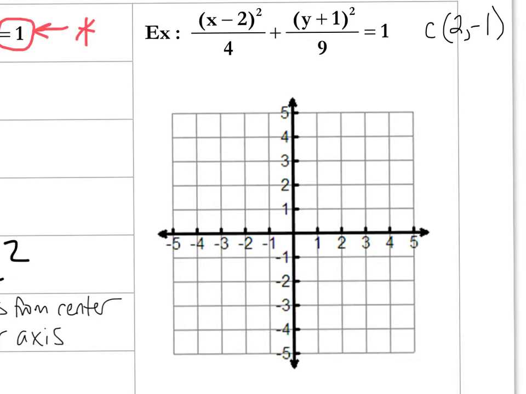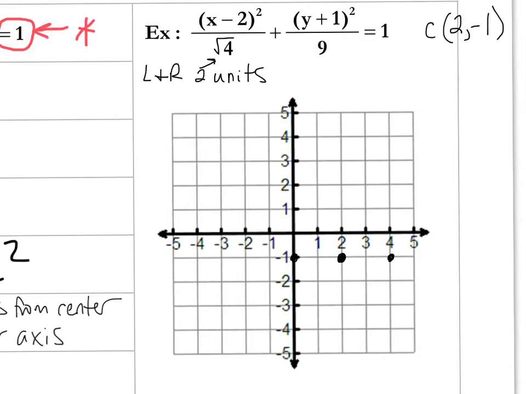So when I go to positive 2, negative 1, I'm going to put a dot right here. And then here's the important part. First of all, underneath the x value is a 4, and I'm going to square root that. And since it's with the x, that means I'm going to go left and right 2 units. And I got the 2 because I square rooted the 4. So just like a circle, I'm going left and right 2 units, and I'm going to put a dot there and a dot there.